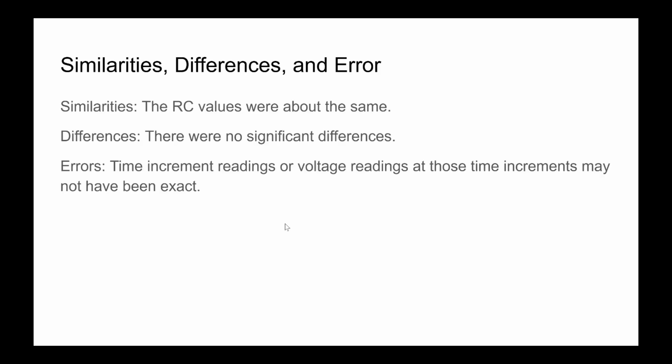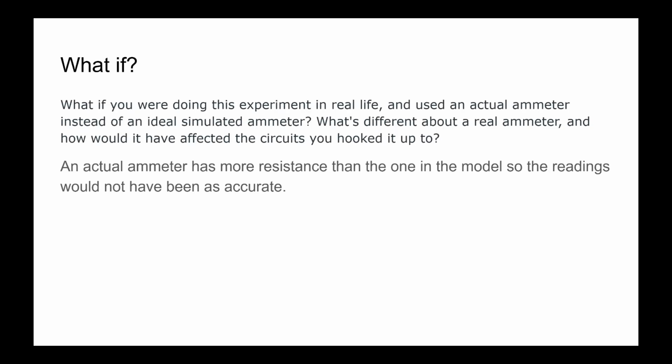Similarities: the RC values were about the same. There were no significant differences. Errors: time increment readings, or voltage readings at those time increments, may not have been exact. What if we were doing the same experiment but used an actual ammeter? An actual ammeter has more resistance than one in the model, so the readings would not have been as accurate.